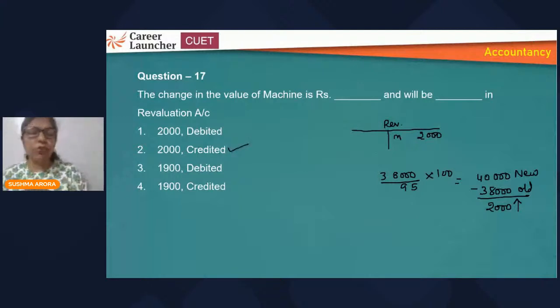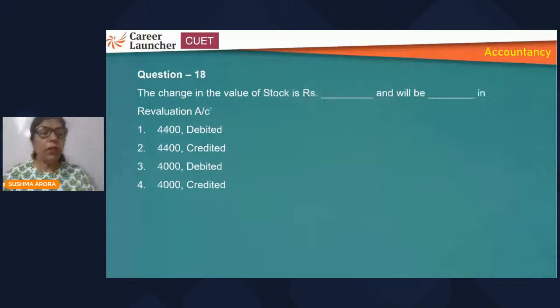Okay, don't try the hit and trial method. Do it by the proper way. Make the revaluation account, and try to do the questions this way. What is the change? Revaluation account shows the change. So 2000 is there. Now see, change in the value of stock is rupees dash and it will be dash.